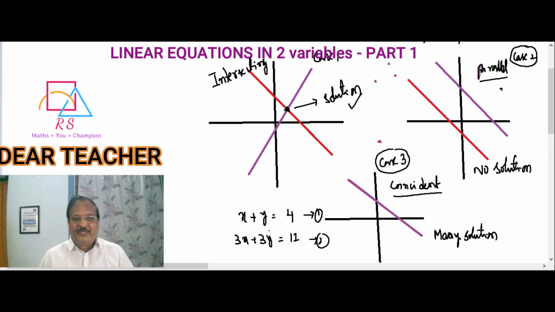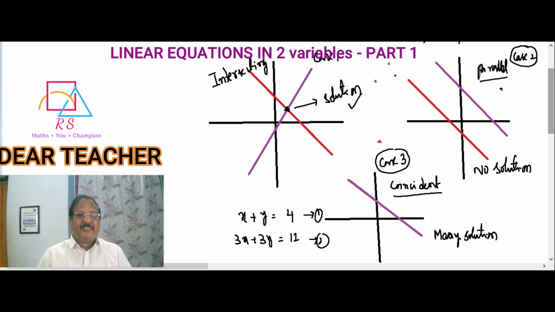But there are 2 equations. If you draw the lines, graphs for these 2, what happened? They fall on each other. So that is why we call them coincident. So they are the same equations, but they look like 2 equations. That is why we call these 2 equations coincident. So that's why in this case 3 there are many solutions.